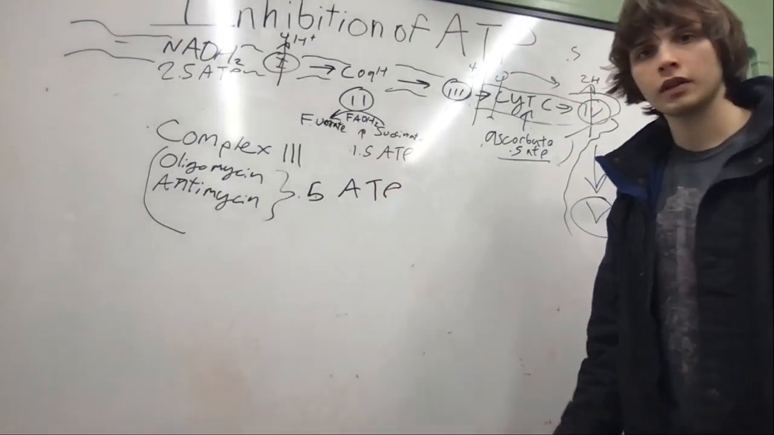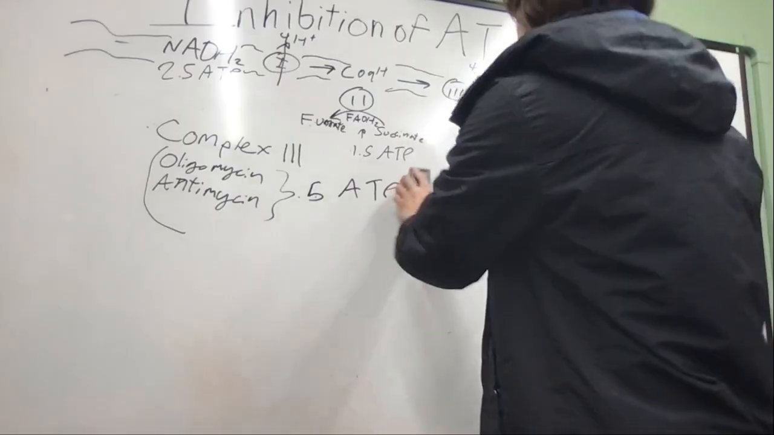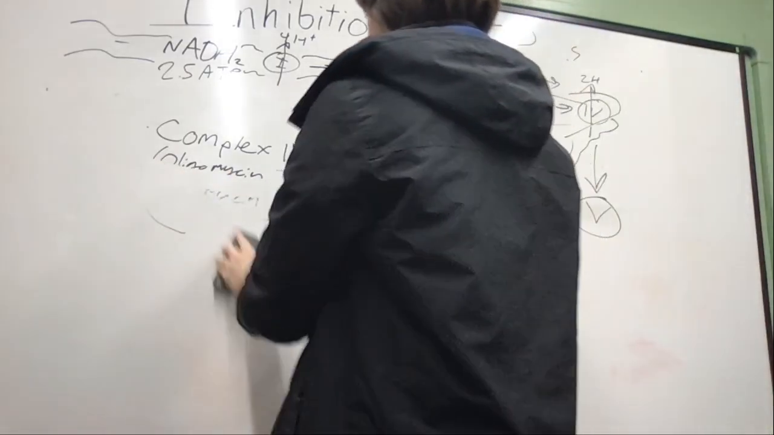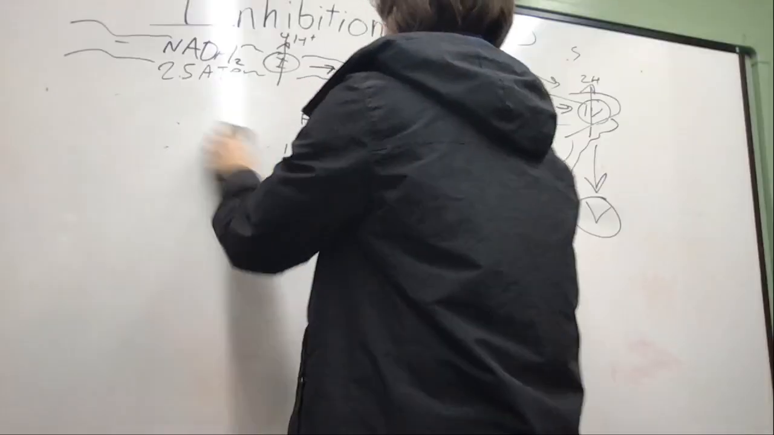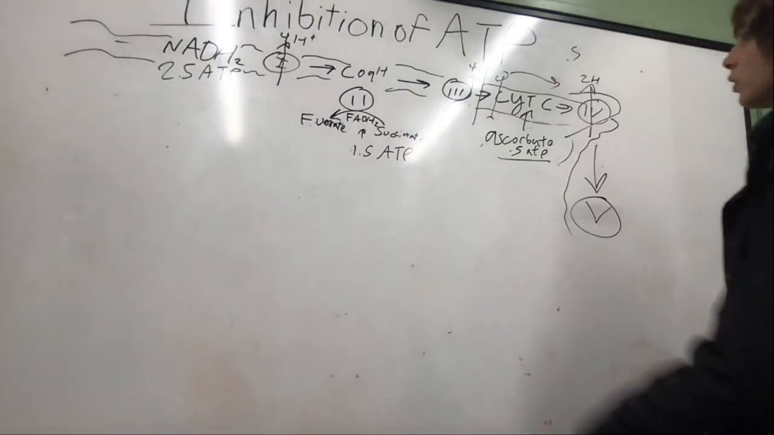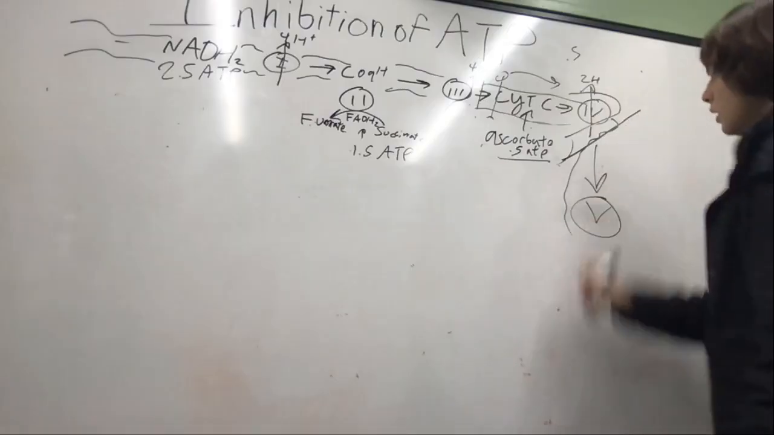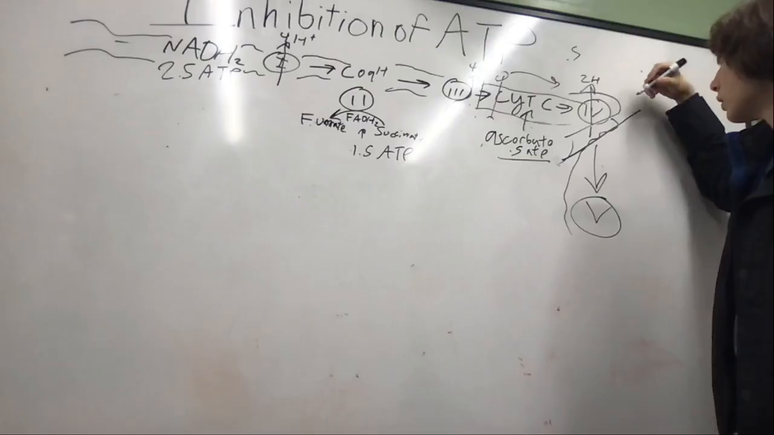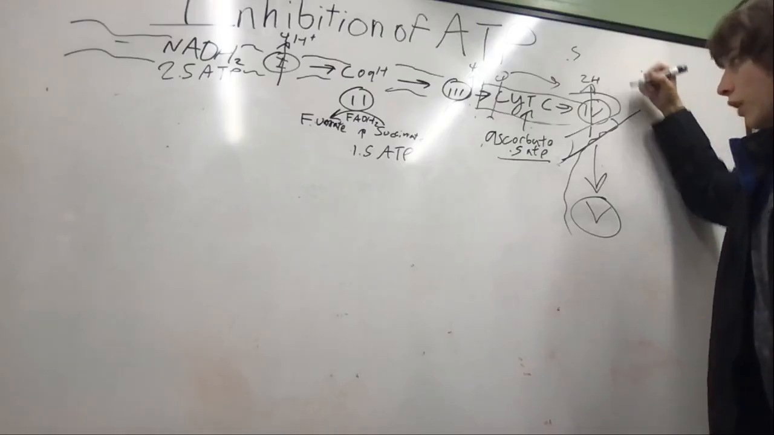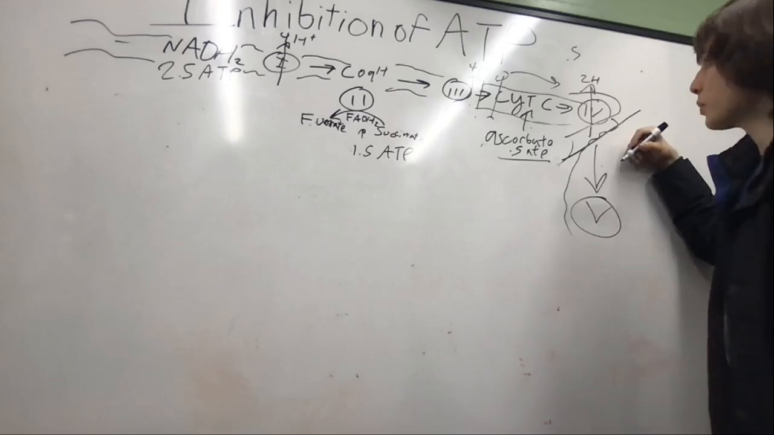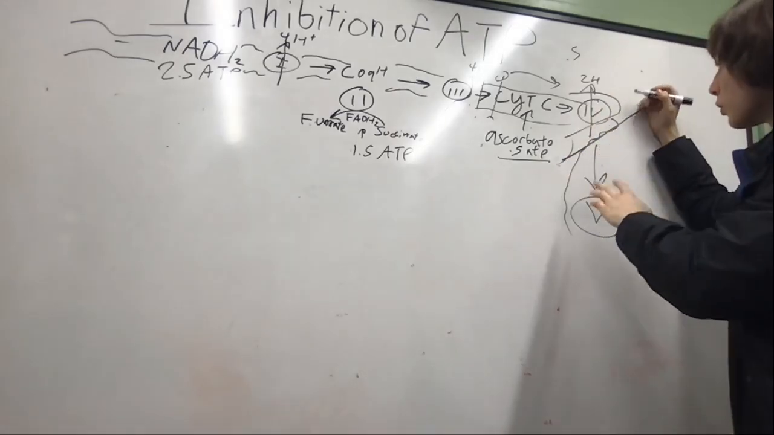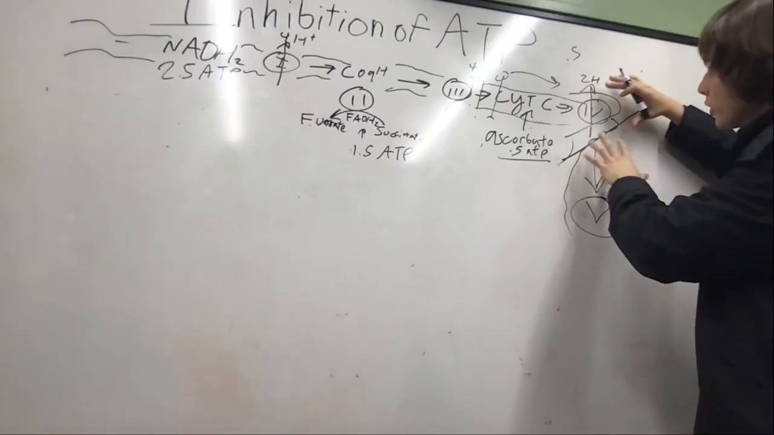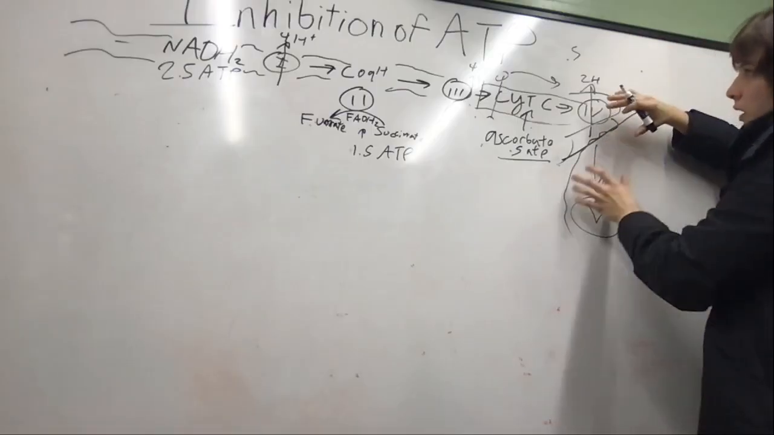Okay, so that's complex 3 inhibitors. Let's look at complex 4 inhibitors, which is cytochrome C oxidase. As we know, cytochrome C is the first thing that goes in there. If we block this, electrons can't flow from 4 to 5. We're pumping all this stuff up, but now they're not flowing, and the proton gradient is disrupted. It's going to get stuck.